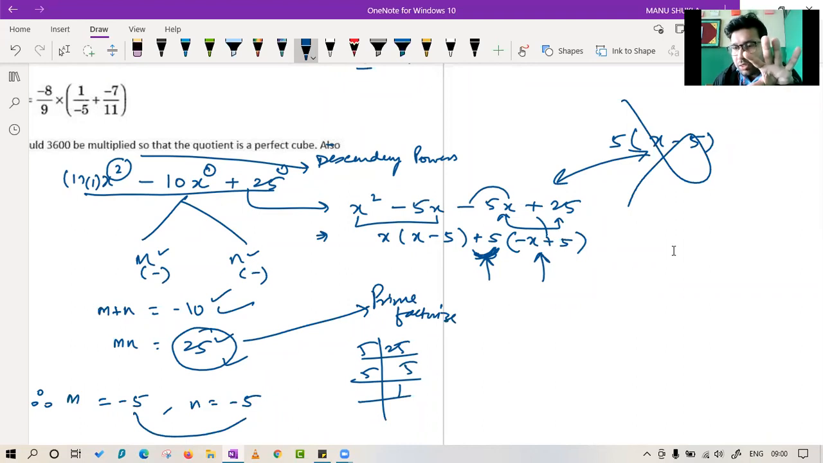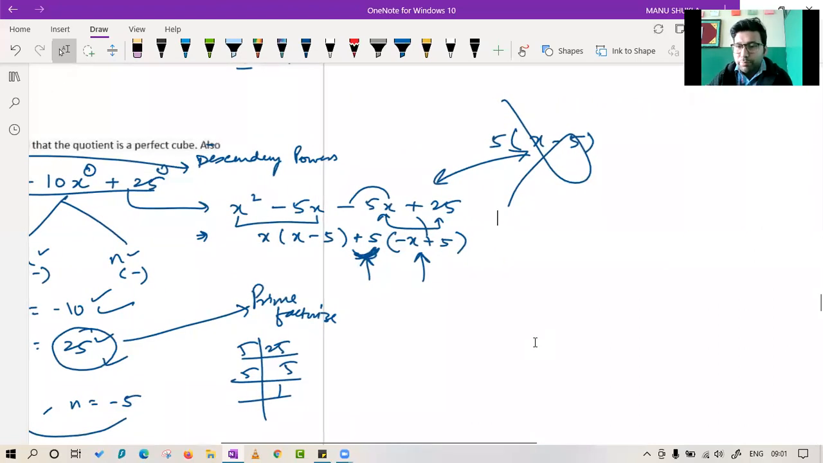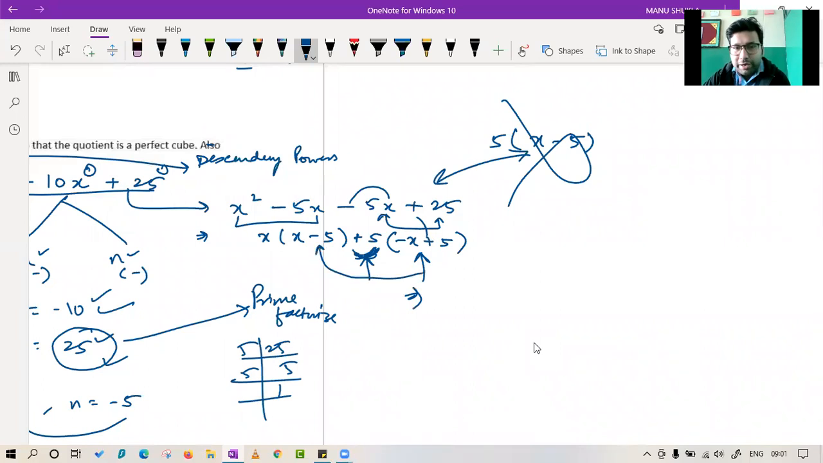How to take common? If you are taking a positive sign common, no sign will change inside. If you take negative sign common, then all the signs inside will change. Yashna, please confirm. Is this clear to you? For a positive number common, no sign will change inside. Okay, okay, Smriti.